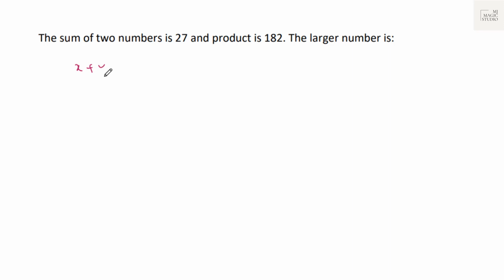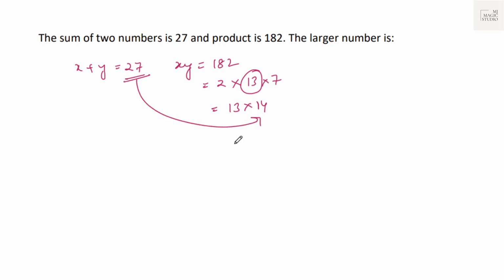Sum of two numbers x plus y is 27 and product is 182. Try to break down the product. This is 2 into 91. 91 is 13 into 7. We can see 13 is a prime number. With that we can have 13 into 14 and it matches with 27. That's the only way if you don't want to frame an equation, or otherwise frame an equation and solve it. 13 into 14 is 182 and 13 plus 14 is 27. Larger number is 14. Type in 14 and move on.